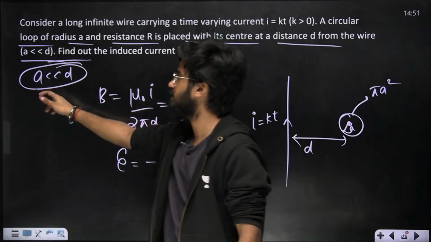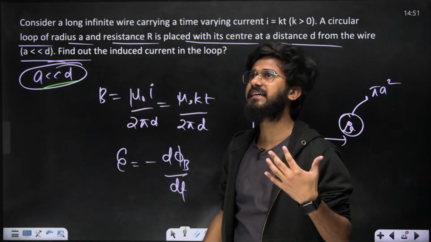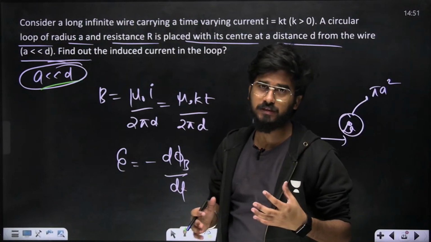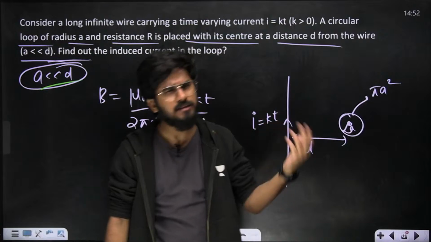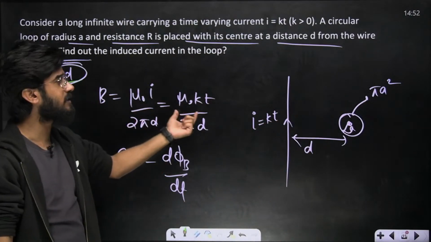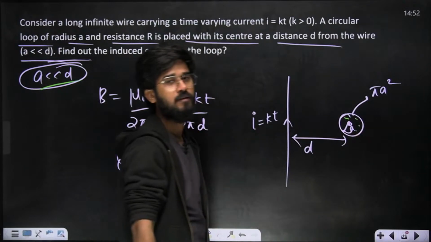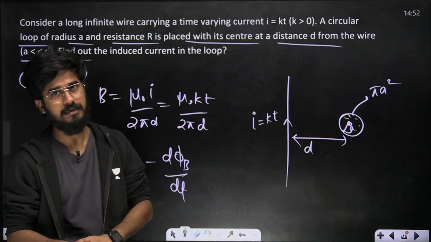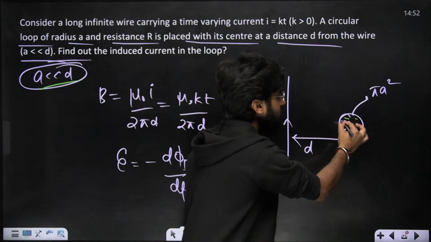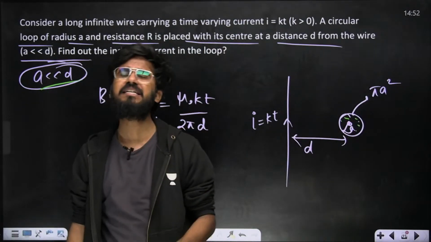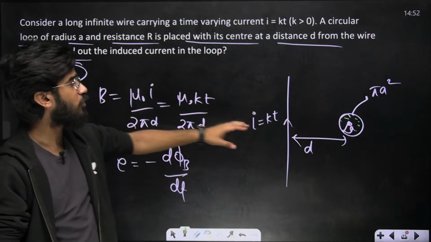This expression, A is much less than D, simply means that the radius is very small. A is very small, so you can assume that the magnetic field which you have calculated at a distance d will be uniform over this region, because A is much less than D. It means D is larger. If you are talking about this point or this point, there will not be much change in the magnetic field. So we can write this magnetic field for the entire loop.